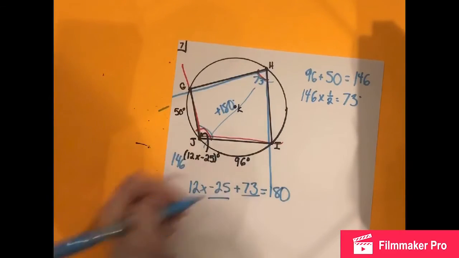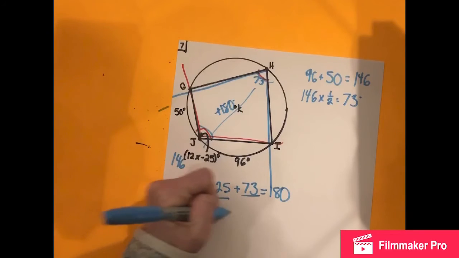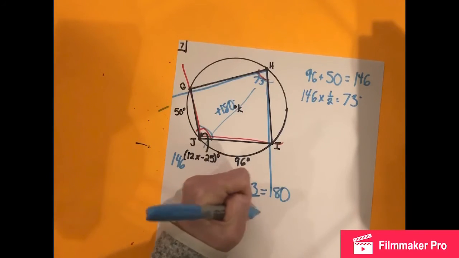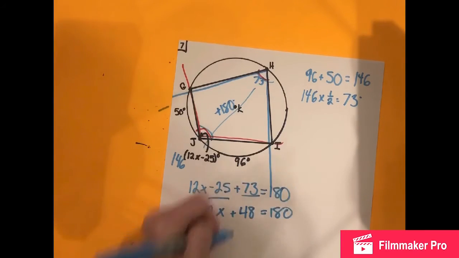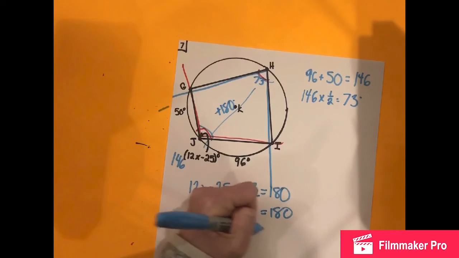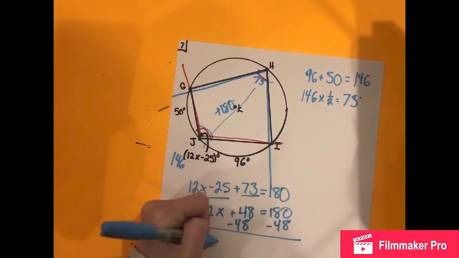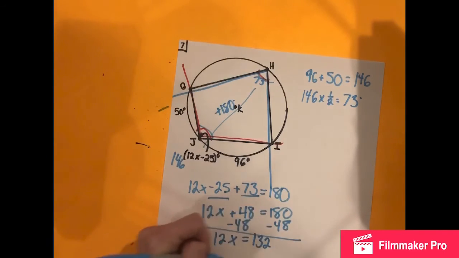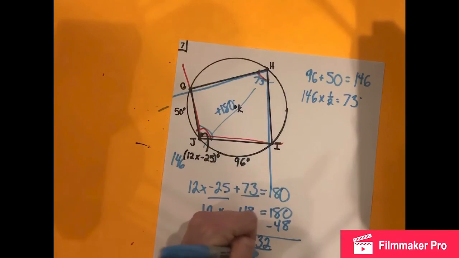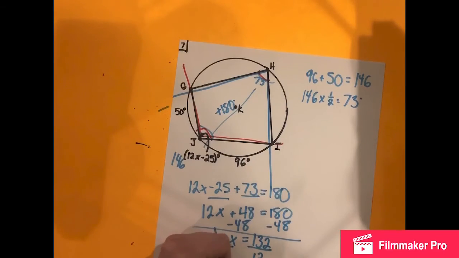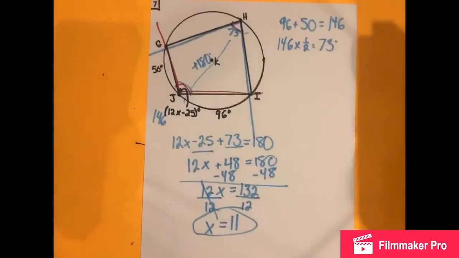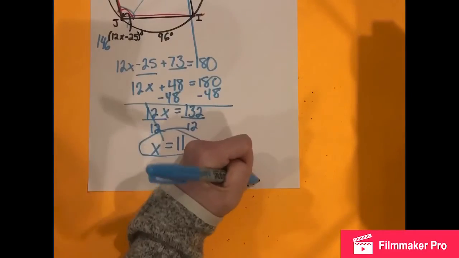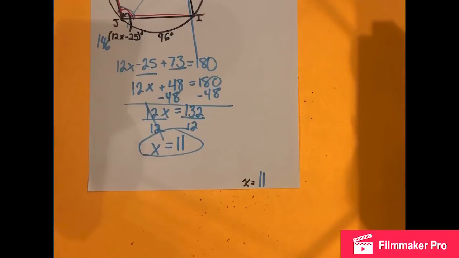Let's combine our like terms. I'm going to get 12x plus 48 equals 180. Let's subtract that 48 from both sides. I get 12x equals 132. Divide by 12. I get x equals 11. And that is all they actually wanted to know. So I'm just going to go to the bottom and put x equals 11 there.